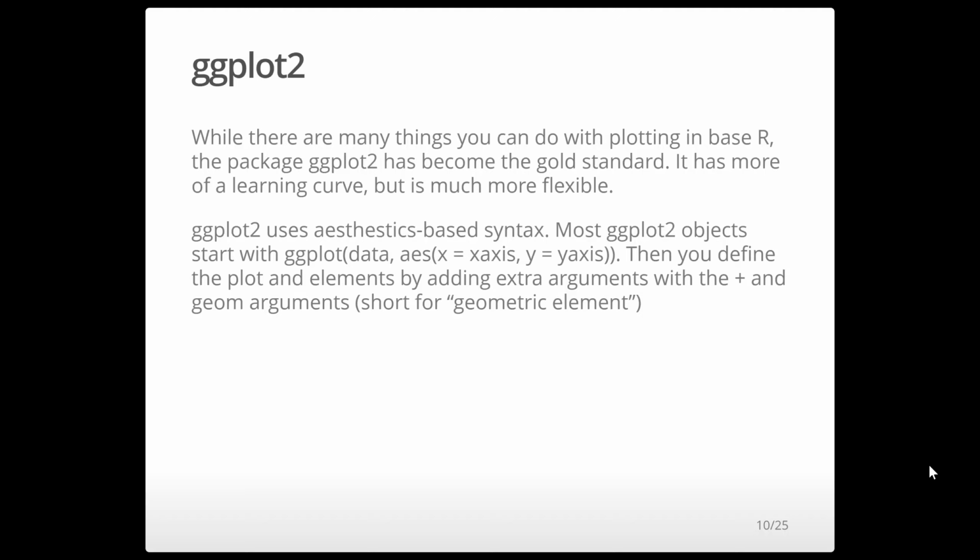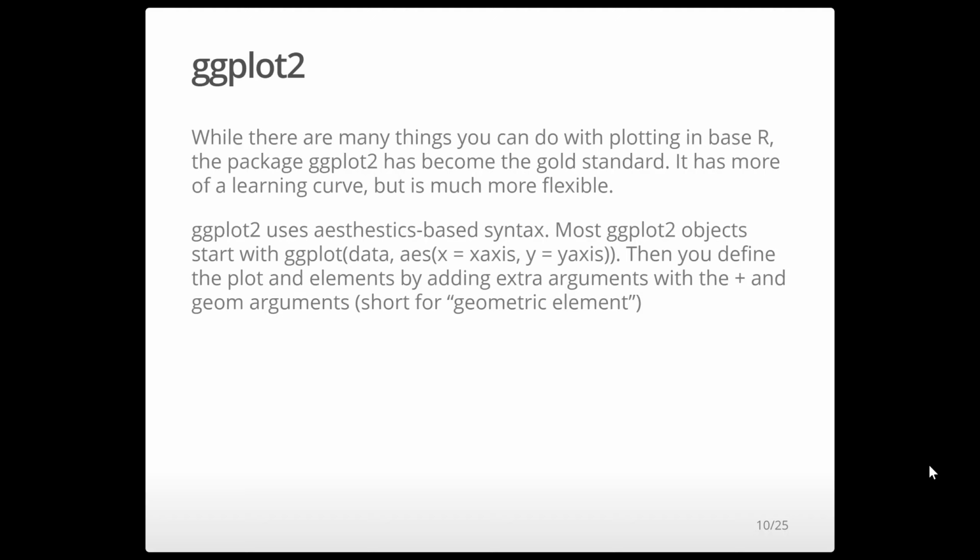aesthetics-based syntax. So most ggplot2 objects start with this core argument where you start with the ggplot function, then you name the data, and then inside the ggplot function you name the AES function, where x is the x-axis and y is the y-axis. So this is essentially defining the skeleton of your plot. You're telling ggplot what the x-axis is, what the y-axis is, and where the data is coming from.